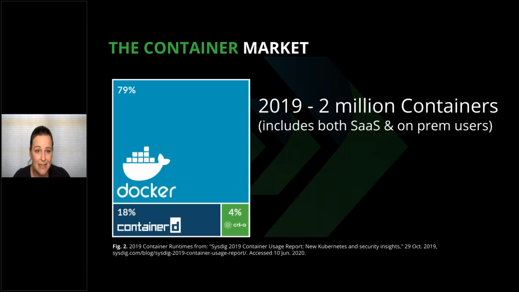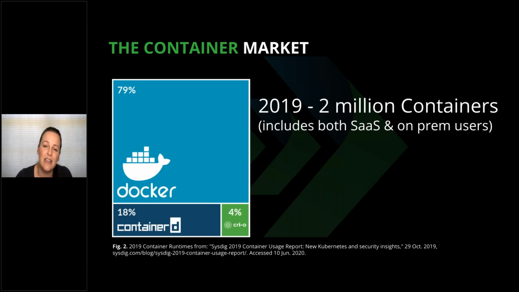In 2019, this is the last report that's available from Sysdig, they analyzed 2 million containers. So you can see right now the explosion in this market. Docker is still holding relatively strong at 79%. 18% is Containerd, but it's worth noting that Containerd is a runtime that Docker actually builds on top of. The last 4% is CRI-O. So I don't know that there's enough data here to determine whether Docker will actually stay on top in the future or if something completely different is going to come around. That remains to be seen.